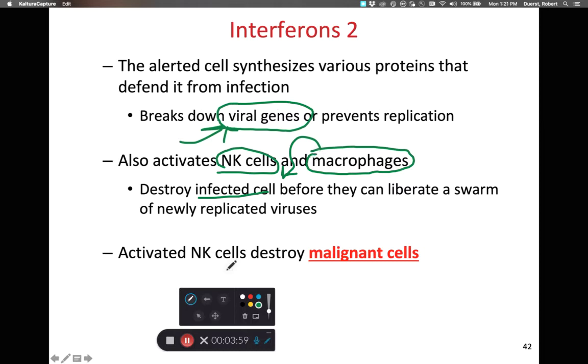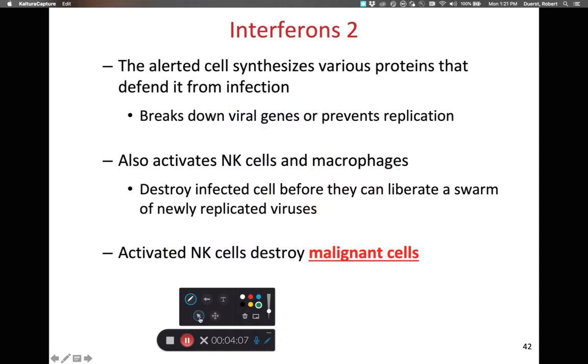It's also worth emphasizing that interferons can activate natural killer cells, and those natural killer cells are going to target malignant cancerous cells, human cancer cells.